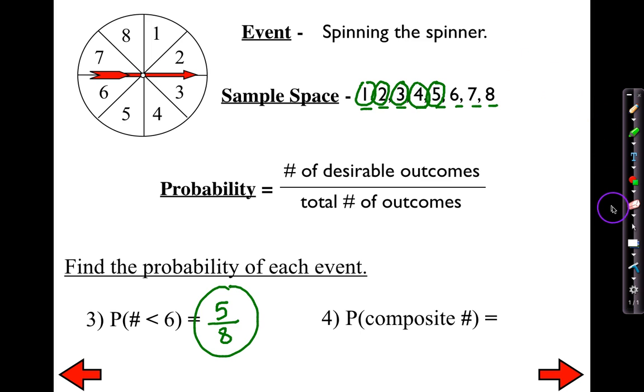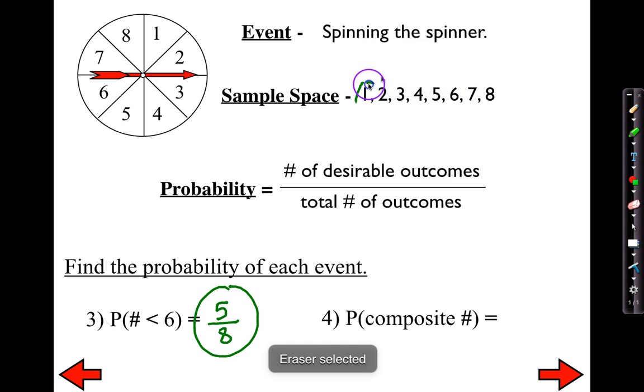Now what about a composite number? Ooh, this one's tricky because you need to know what a composite number is. A composite number, by one definition, is any number that's not prime or 1, or basically a number that can be made by multiplying two numbers that aren't 1 and itself. So here, 1 is not composite because it's neither prime nor composite, it's called a unit. Number 2 is not composite, it is considered prime. 3 is also prime, so it's not composite.